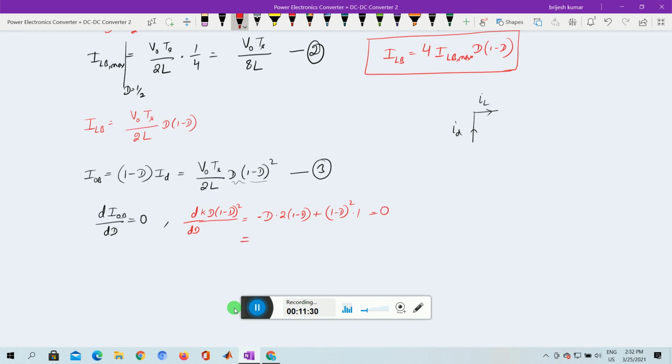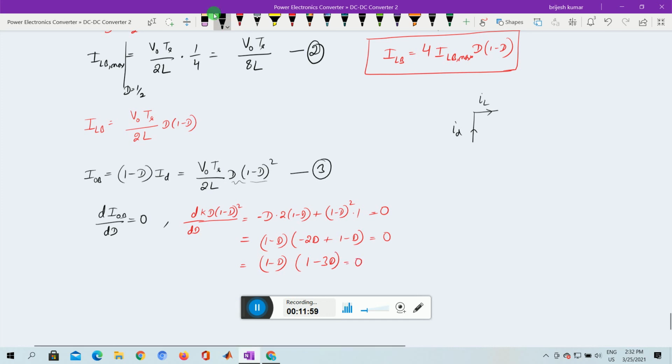So here we get minus of 2D. Let us do one thing: take 1 minus D common here, and we get minus of 2D plus 1 minus of D equals 0. So this implies 1 minus 3 times of D is equal to 0.